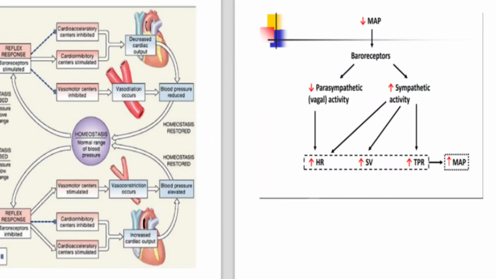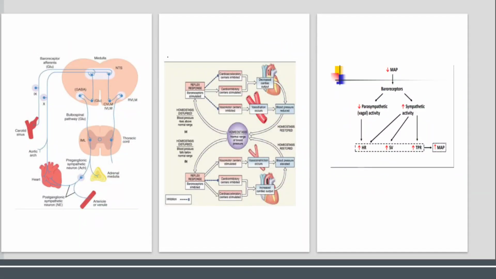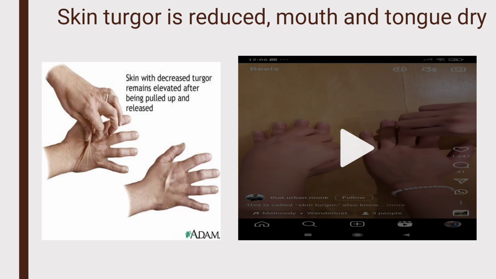As a result of that, the heart rate will be increased, stroke volume will be increased, total peripheral resistance will be increased, so that they can restore the mean arterial blood pressure. So this is the event. Now, why is the patient having reduced skin turgor and a dry mouth and tongue in this case?